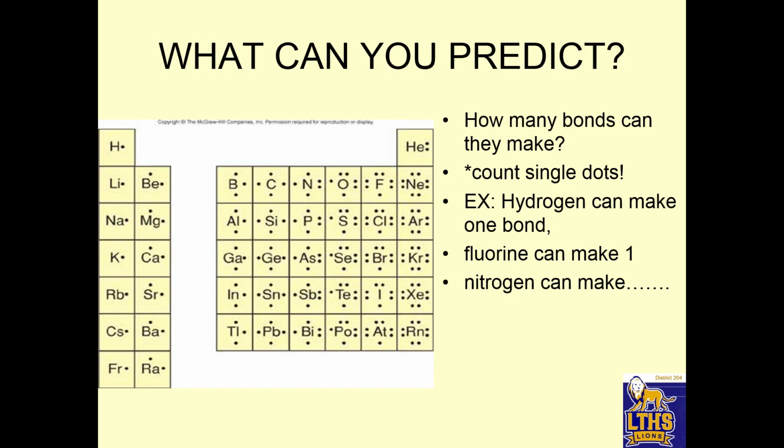So you can use the dot structure to decide how many bonds things will likely make. So count the single dots. Hydrogen will probably make one bond because it has one single dot. Fluorine will probably make one bond because it has one single dot. Nitrogen will probably make 3 bonds because it has 3 single dots. Now, that's just a guideline. It's a prediction. Atoms don't always act the way we predict.